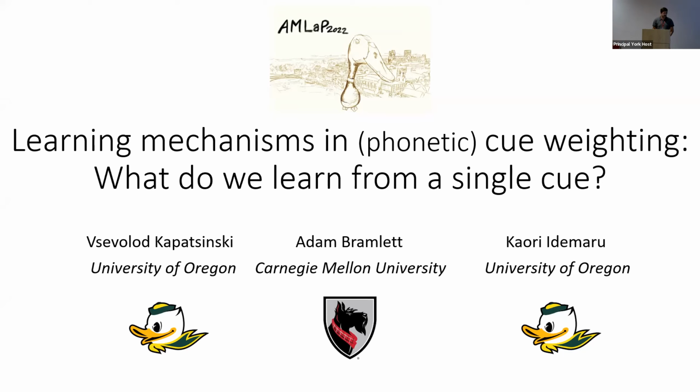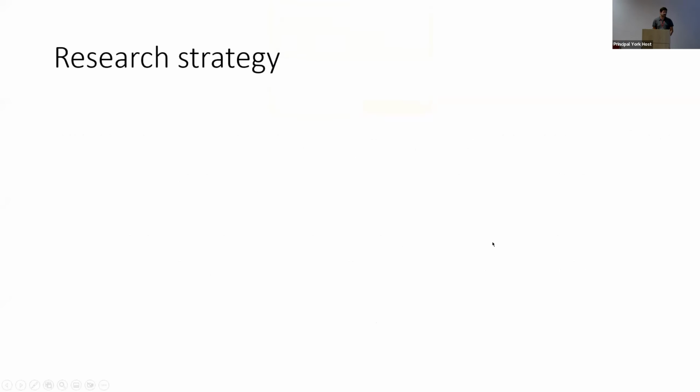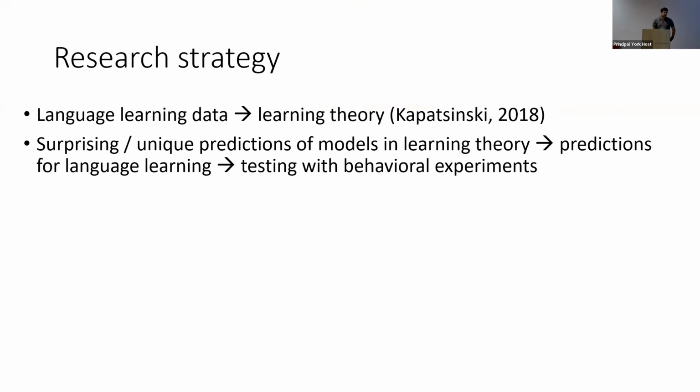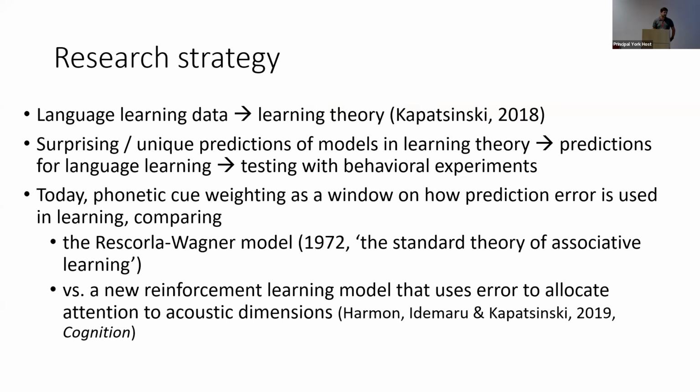Right, so we're talking about learning mechanisms in cue weighting, and specifically phonetic cue weighting. It's part of a broader project that tries to look at language learning as basically a type of learning, and so providing implications for the more general learning theory. The research strategy is to derive surprising or unique predictions of models in learning theory that distinguish one model from another, and then test them with behavioral experiments on language.